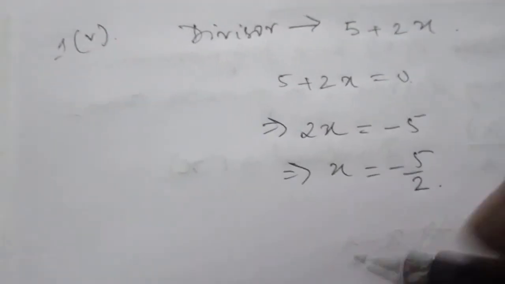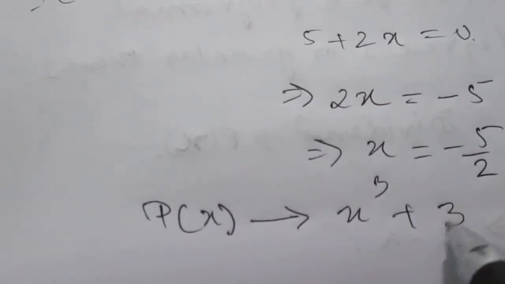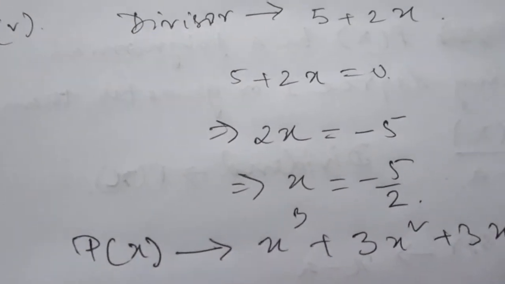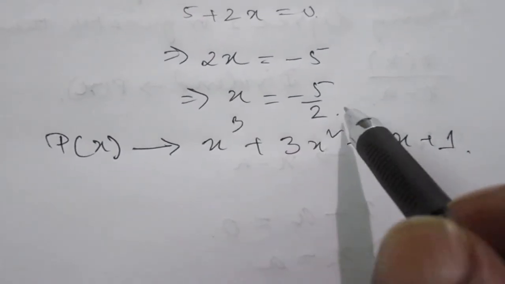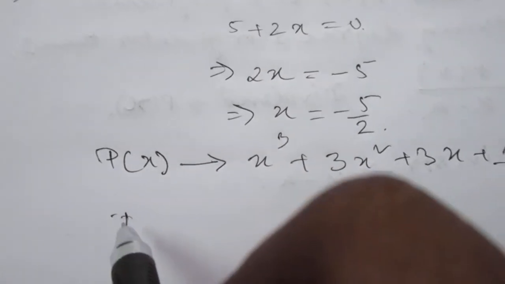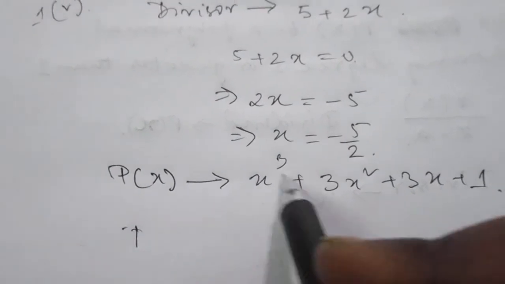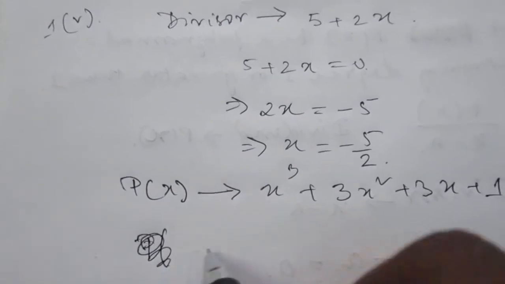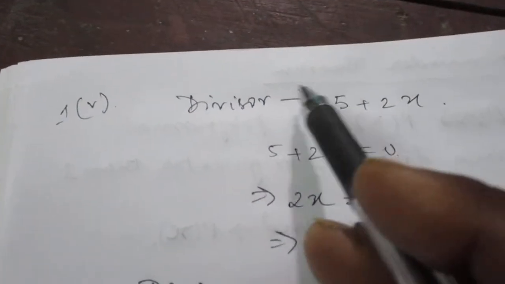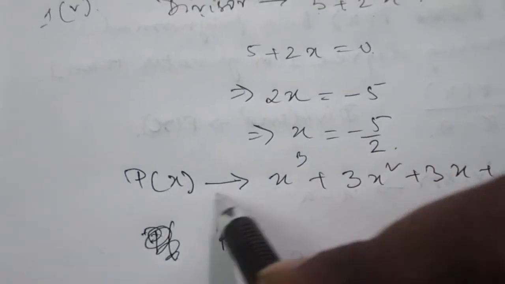Okay. So here the dividend is the same only. P(x) is x cube plus 3x square plus 3x plus 1. Okay. So now we will put the value of x in place of the variable x in p(x). So what will give me the remainder? So the remainder will be how much? Now if this is the divisor, 5 plus 2x, and p(x) is the dividend.